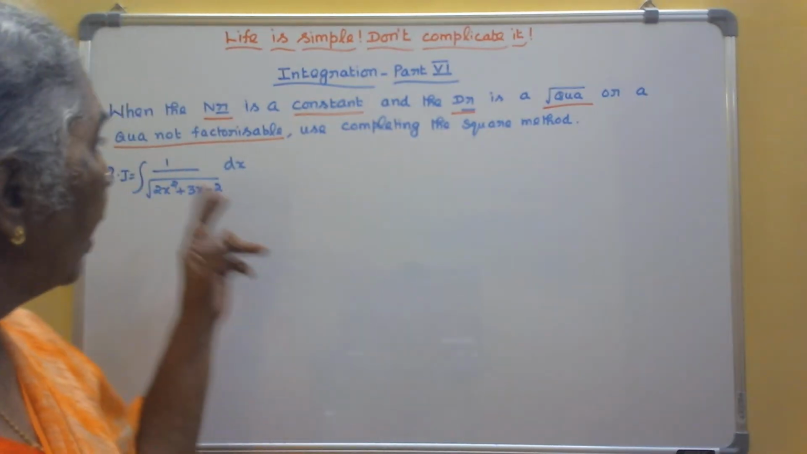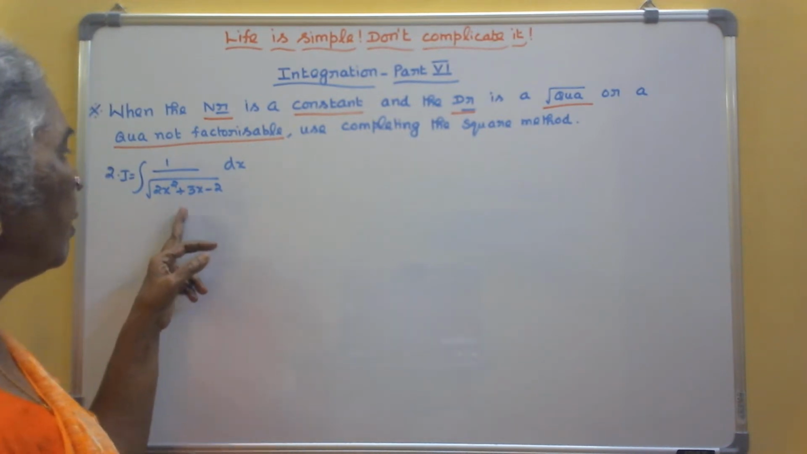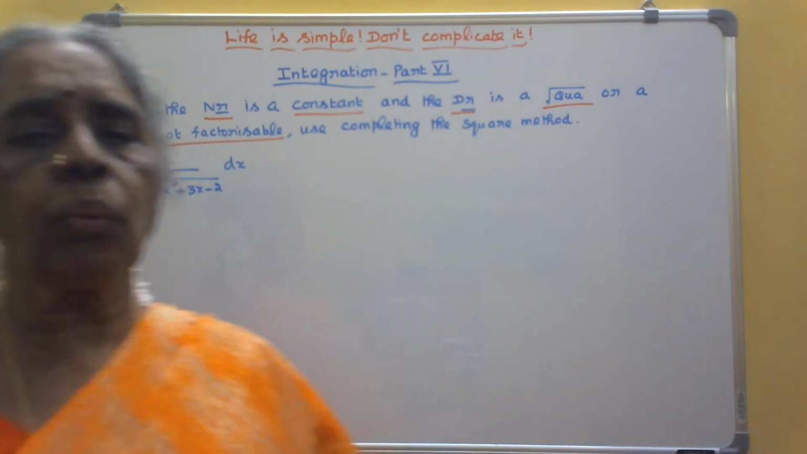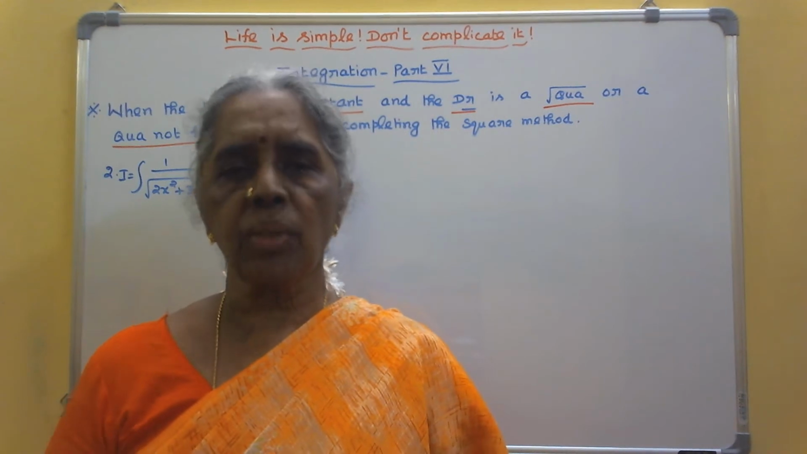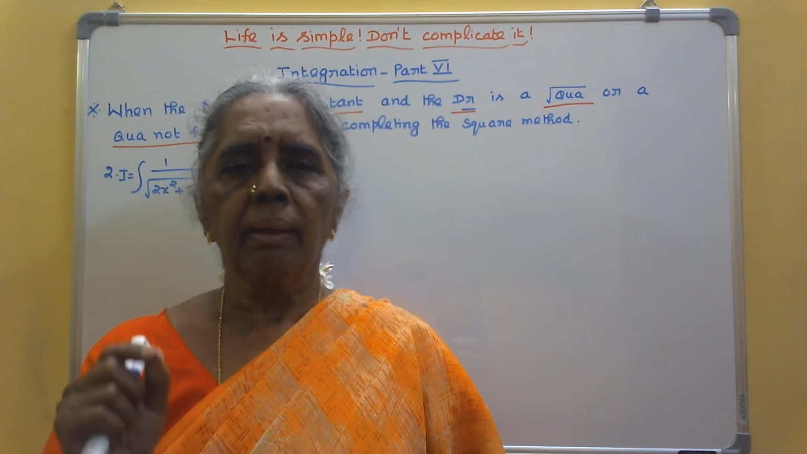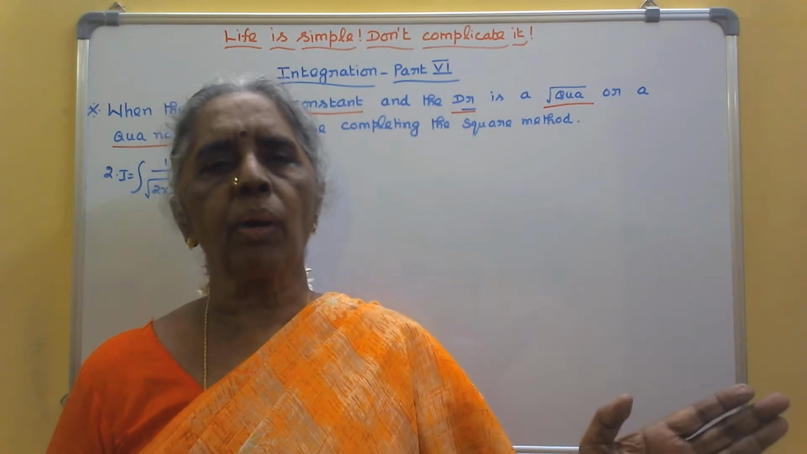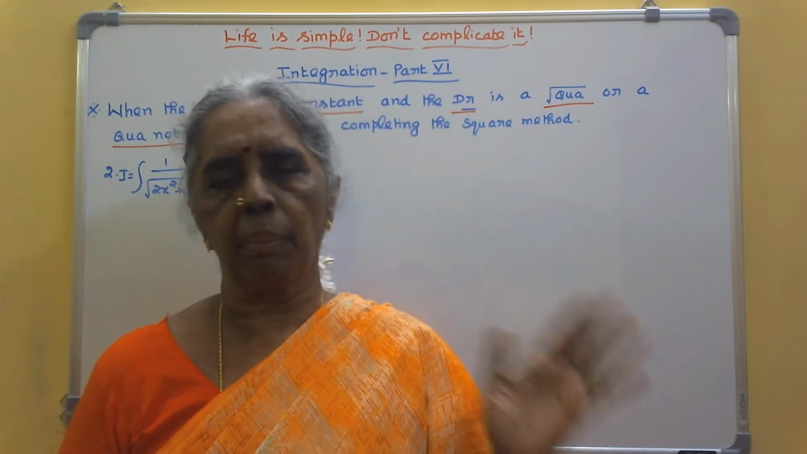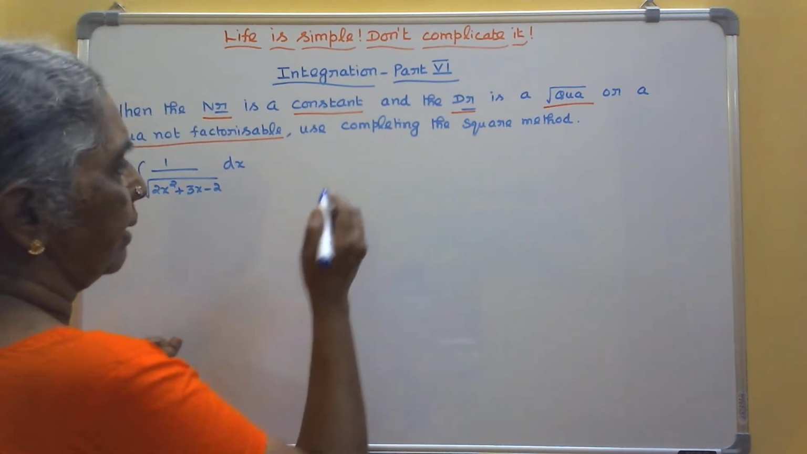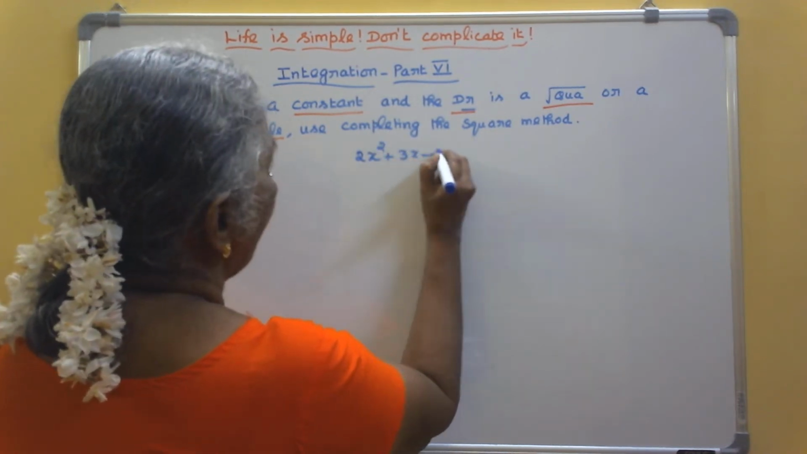The second sum, I is equal to integral 1 by root of 2x squared plus 3x minus 2 dx. Now it is a root quadratic. If the quadratic is within root, no need to check whether it is factorizable or not. If it is a root quadratic, then the only method is completing the square method. Okay? If it is just a quadratic, you have to check whether it is factorizable or not. Now, let us take whatever be the quadratic inside. That is 2x squared plus 3x minus 2.